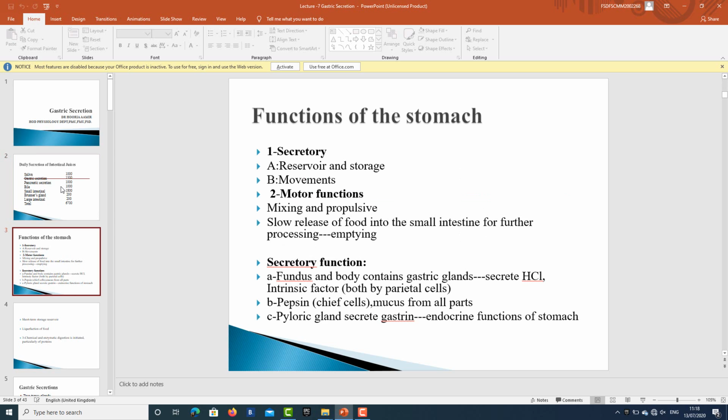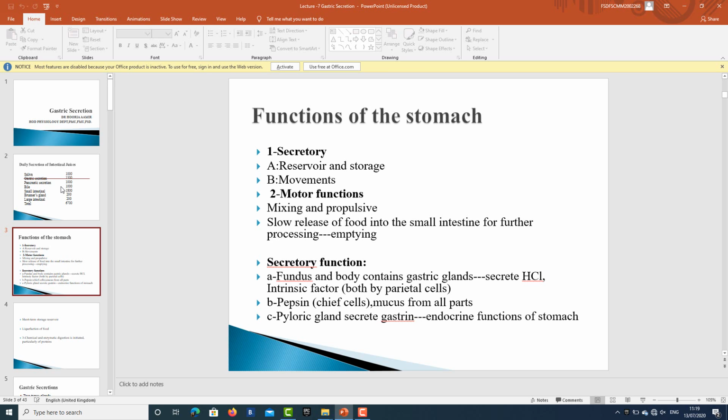Now we should know about the functions of the stomach. What are they? They have secretory functions and motor functions. They function as a reservoir and storage, and they function through movements. They have mixing and propulsive types of movements. There is slow release of food into the small intestine for further processing, that is, emptying.